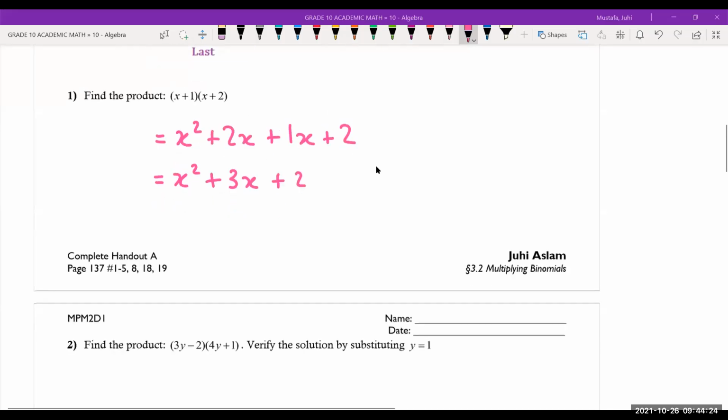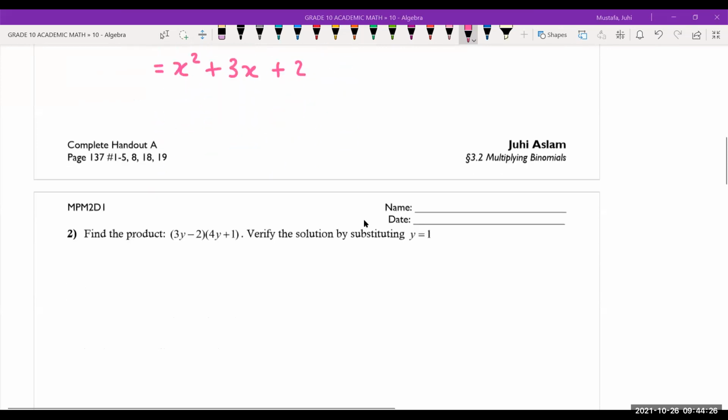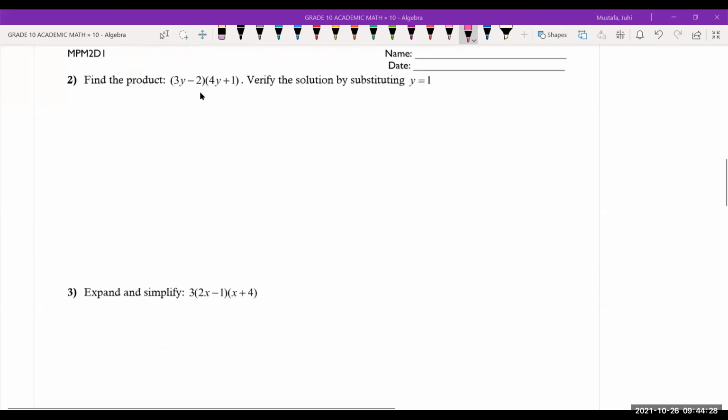All right, if you're watching the recording, we just did question number 1. The answer was x squared plus 3x plus 2. Now we're going to question number 2. Again, we have a question with 2 binomials. We're going to FOIL them. And then there's an additional part that you'll find in your textbook. It says, verify the solution by substituting y is equal to 1. They almost want you to check your solution, so I'll show you how to do that.